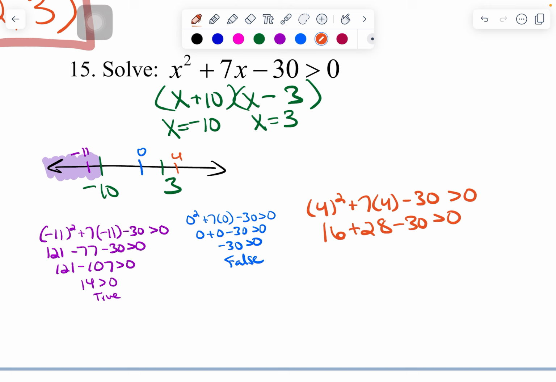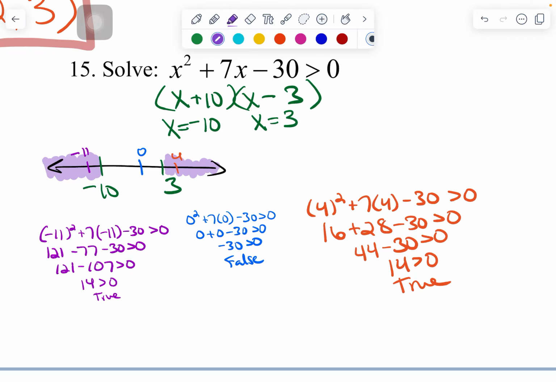Okay, let's see what we got here. If I add, that's 38. I'm adding 16 and 28 in my brain. So 28 plus 10 is 38. 38 plus 6 is going to be 44. 44 minus 30 is going to be 14. Is 14 absolutely greater than 0? That is a true statement. And so that's going to tell me that from my critical value of 3 to infinity, that is also going to be a good answer.